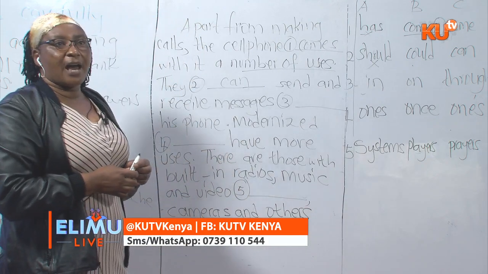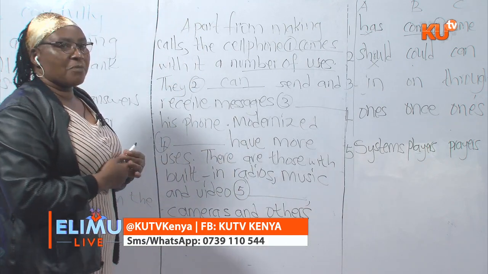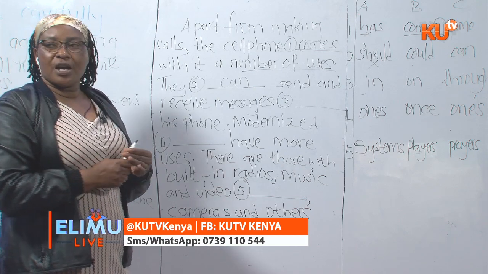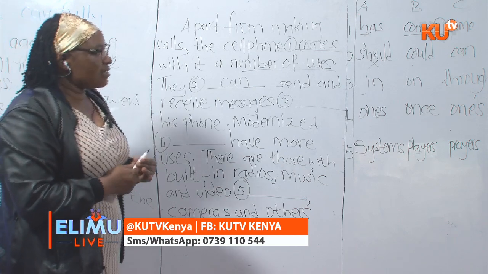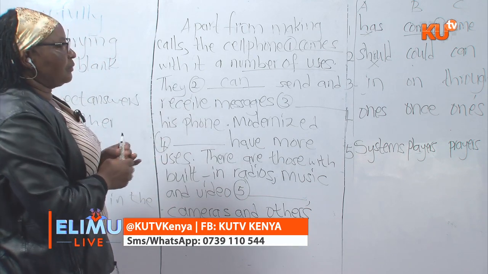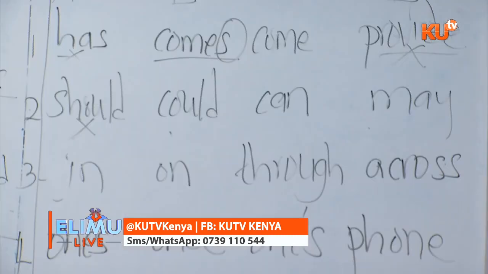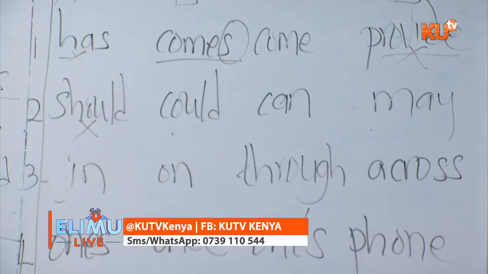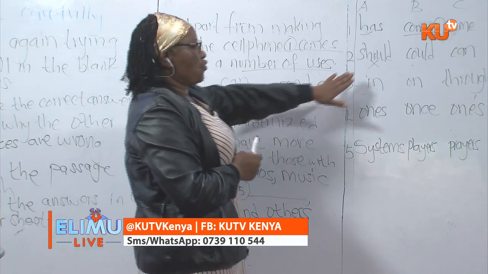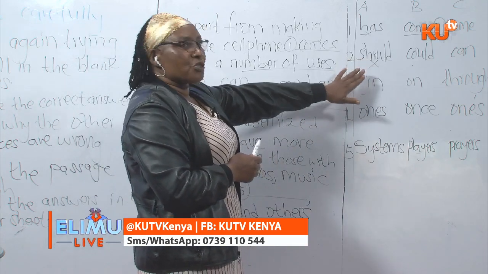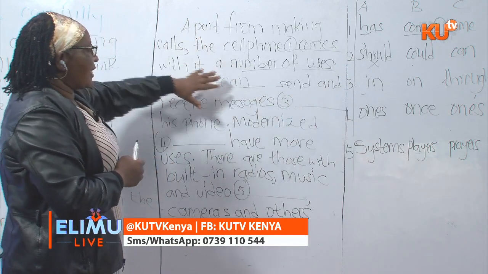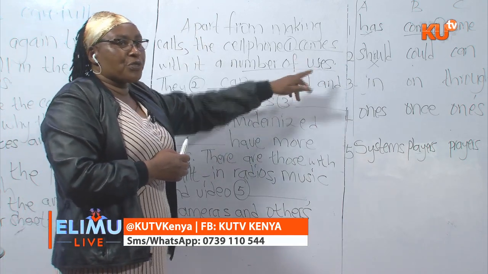Because should is an obligation. Now, when the mobile phone was made, it was made to send and receive messages, make calls, and it also comes with other uses, as we have seen earlier here. So this is not what it's supposed to do. When you use the word should, it shows what it is supposed to do. But we are already told here that it has a number of uses.